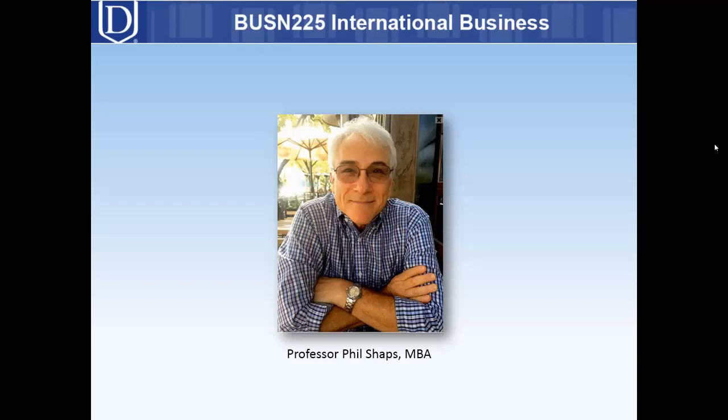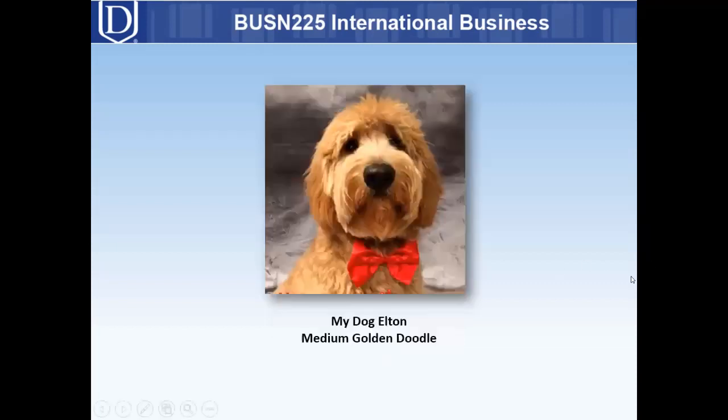Now, walking through this class, as I do your assignments and grade, I have a companion. He's right there, completely under my chair. His name is Elton, and Elton is a medium golden doodle. He is almost 3 years old. He's my buddy, and he's with me all day long. Since I just do online work now, he's here, and we go out for walks and have a great time.